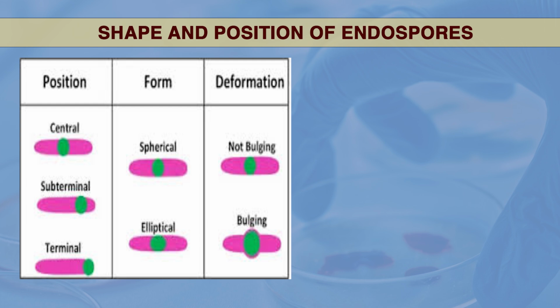For example, the spores of Clostridium tetani are drumstick shaped. We all have seen a drumstick. For example, Clostridium botulinum has a tennis racket shape. We have all seen a tennis racket. So, Clostridium botulinum is tennis racket shaped and Clostridium tetani is drumstick shaped.